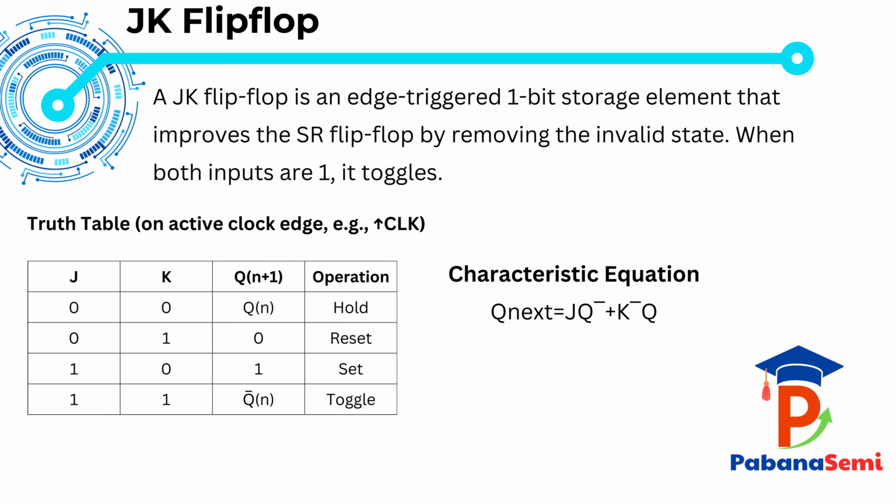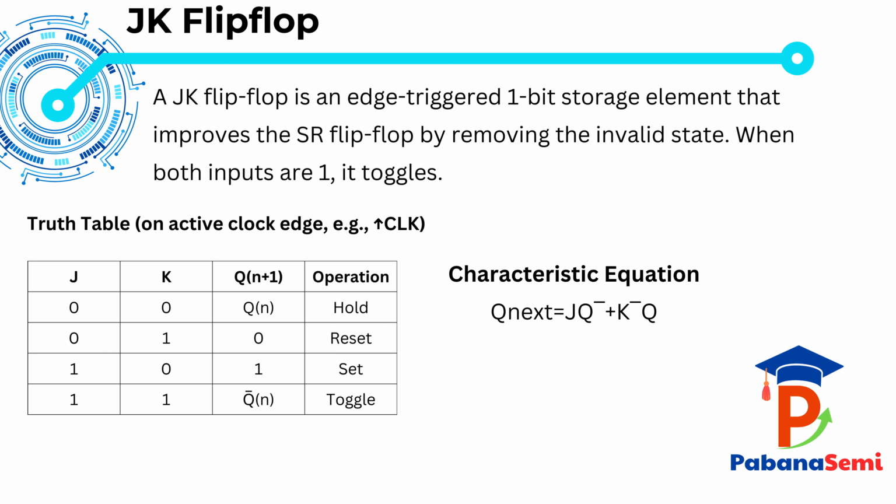Now let's go through the truth table at the clock edge. When J is 0 and K is 0, the output does not change. Q next equals Q present. This is the hold condition. When J is 0 and K is 1, the output resets. Q next becomes 0. When J is 1 and K is 0, the output sets. Q next becomes 1. When J is 1 and K is 1, the output toggles. That means Q next becomes the complement of the current Q.